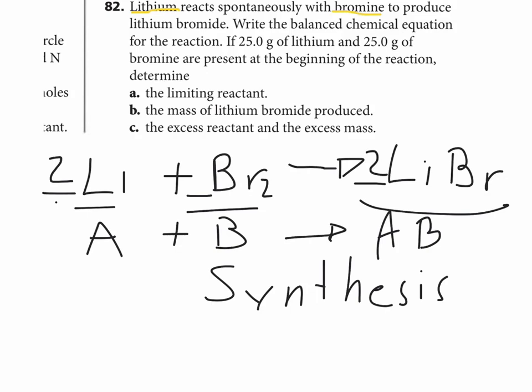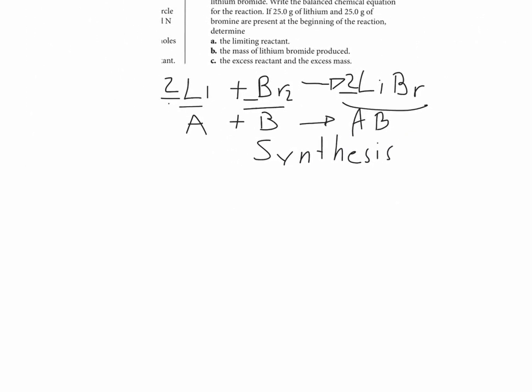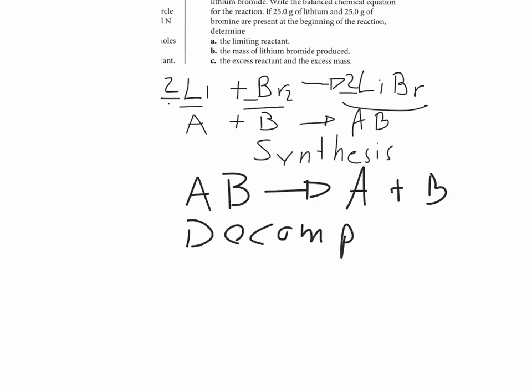If you have the opposite, instead of A plus B giving AB, you have AB produces A plus B, then that's not a synthesis. That will be decomposition. It's the opposite, actually. Decomposition. You have one reactant and 2 products, and here you have 2 reactants and 1 product. Now these are 2 types of reactions.